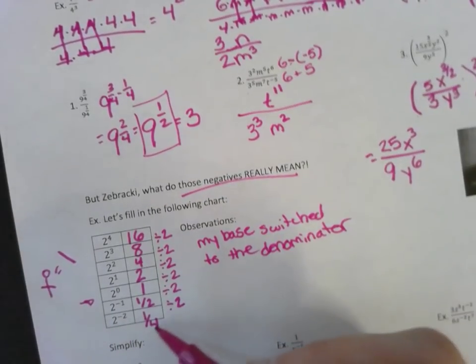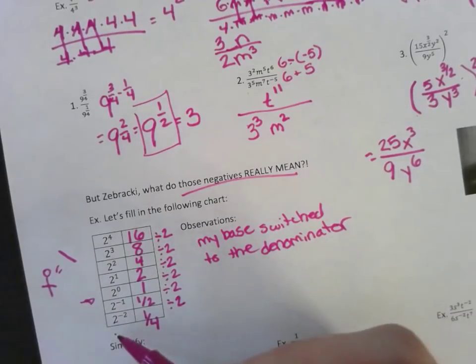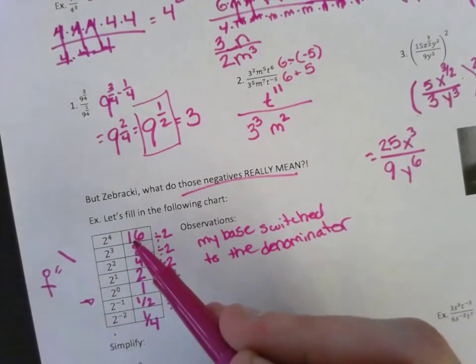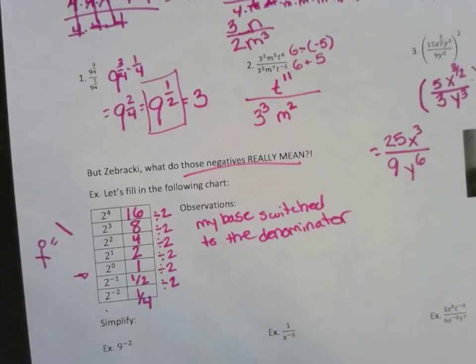Mr. Z, that's not 2 squared, that's 4. Well, guys, 2 squared is 4. If I were to do 2 to the negative 3, it'd be 1 over 8. If I did 2 to the negative 4, it'd be 1 over 16. The negative sign switches the location of the base.